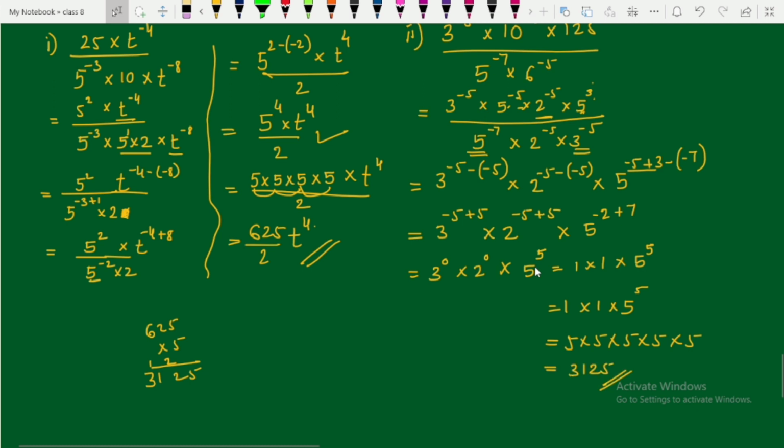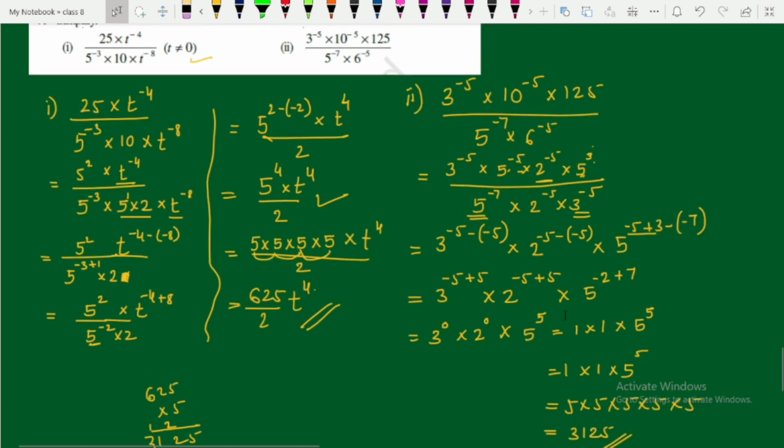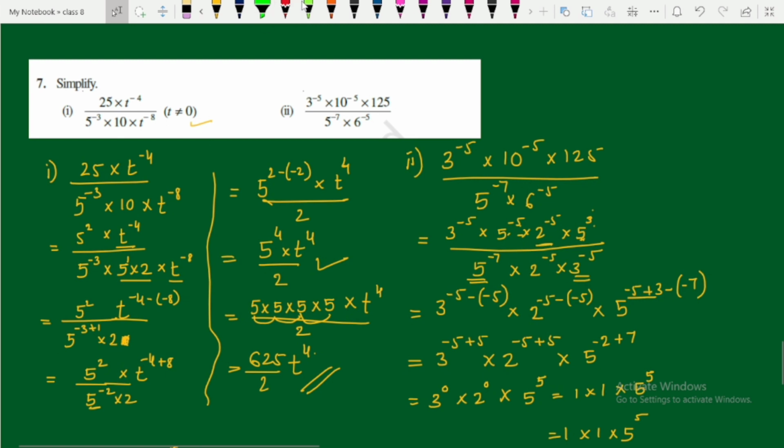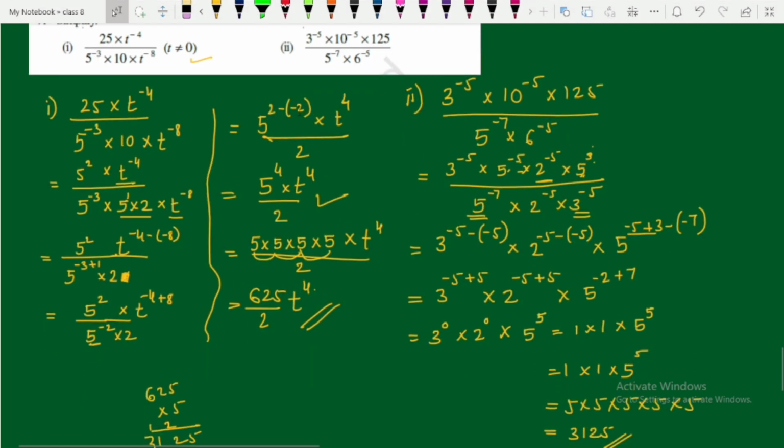So in this way you can simplify the answer. Okay, these are the little bit big questions. Yes, so in this way you can simplify and get the answer. So I hope you understood the laws of exponents and the sums based on the laws of exponents.